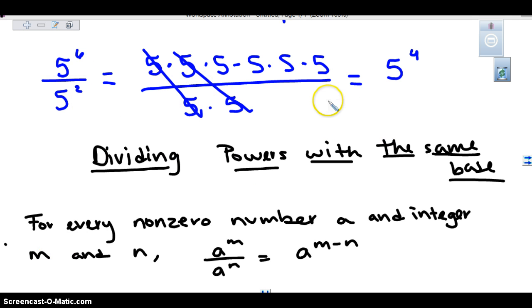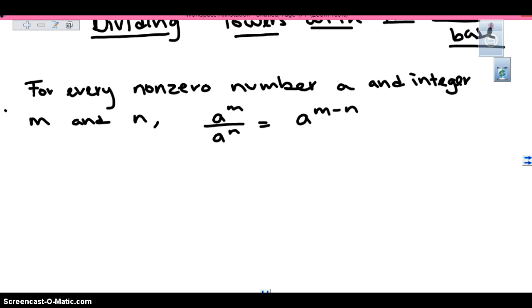This example illustrates the property of exponents. The property of dividing powers with the same base says that for every non-zero number a, and integers m and n, a to the mth power divided by a to the nth power is equal to a to the m minus n. So let's try an example.